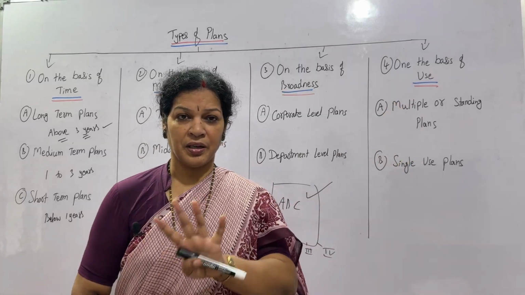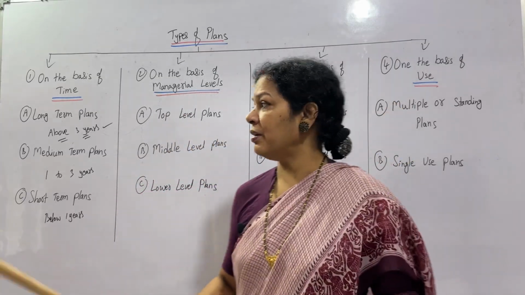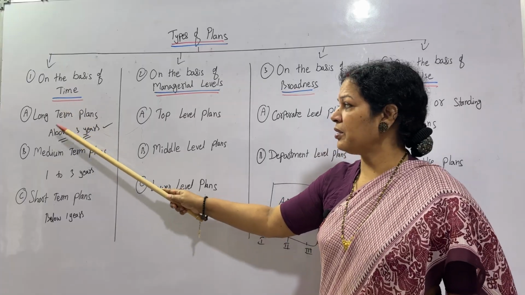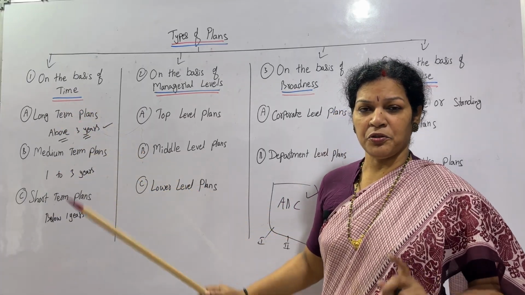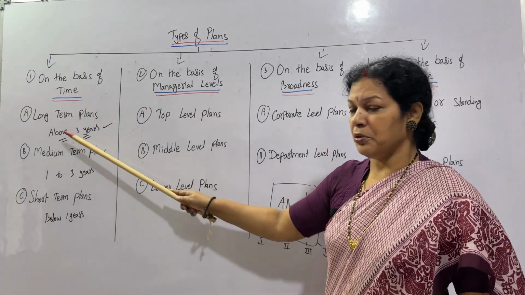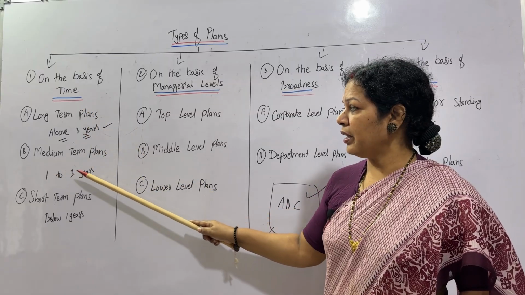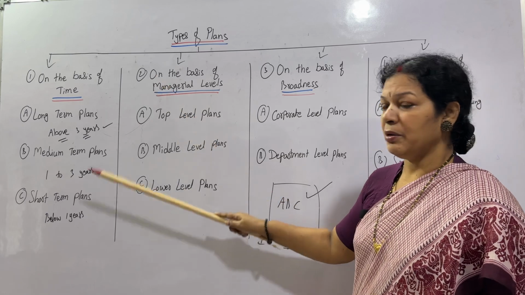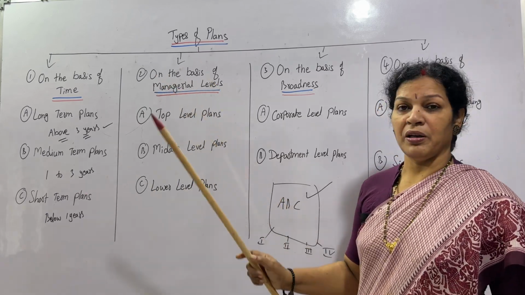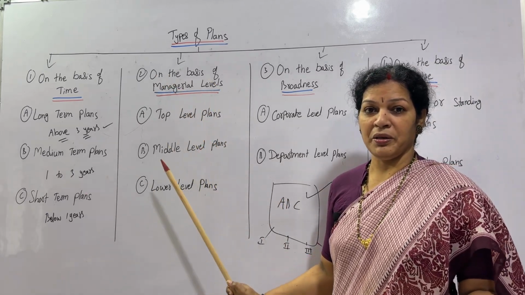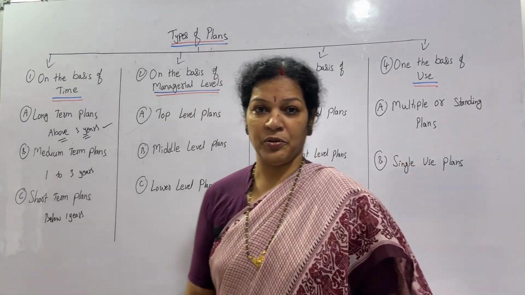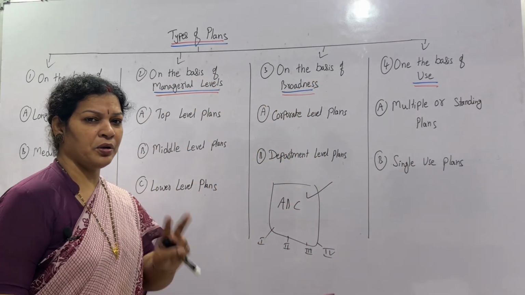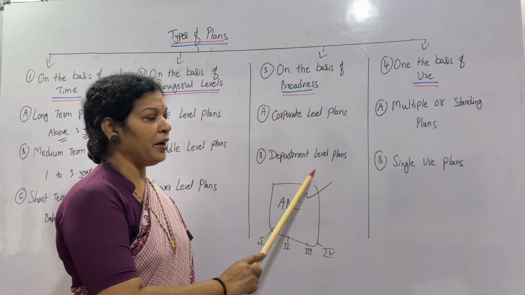Let me give you a glance of these types of planning. Very simple. One is based on the time. Time means long term, medium term, and short term. As I told you, about 3 years is long term, 1 to 3 years is medium, and below 1 year is short term. And on the basis of managerial levels, top level, middle level, and lower level management. On the basis of broadness, only two are there: corporate level and department level.